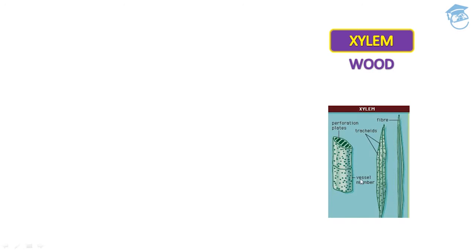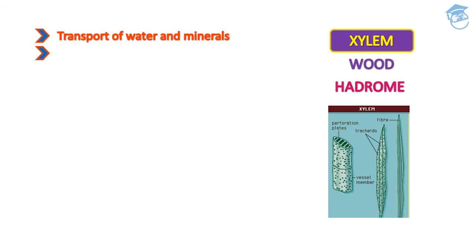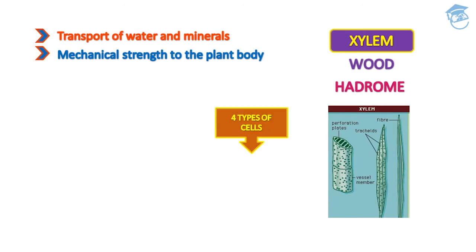So this is a xylem vessel, and this is a xylem tracheid. And this is a xylem fiber. The xylem vessel has a perforation plate. Herein we'll study wood and hydrome. The main function of xylem is to transport water and minerals, or it helps in the conduction of water and minerals from root to the upper part of a plant body. Another significance of xylem is that it provides mechanical strength to the plant body. So there are four types of cells.